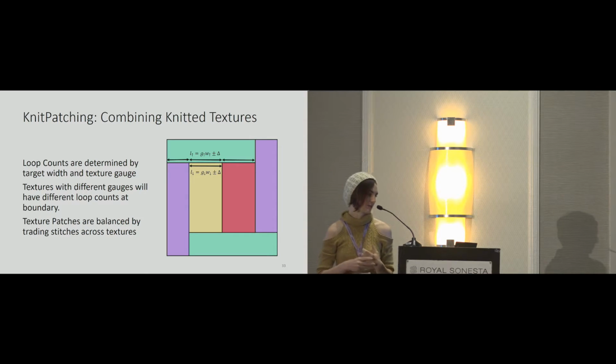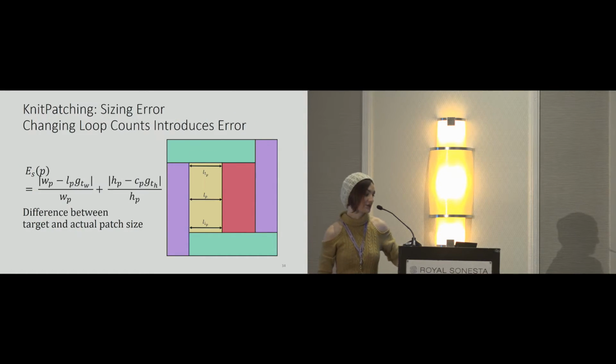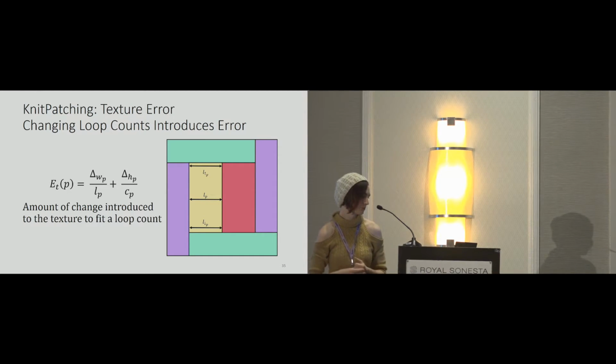So how do we solve this problem? Well, we first start to think about the number of loops at the boundaries of these different patches, these different colored sections of the fabric right here. And we think about trying to balance those loop counts so that we reduce the error at those boundaries. The first source of error is sizing error, which is the idea that the number of loops is correlated to the width of the fabric. And so you have this idea of gauge, the number of loops per inch. And then you subtract that from the target width that you're going to get, and that is representative of the error that you're going to get from sizing.